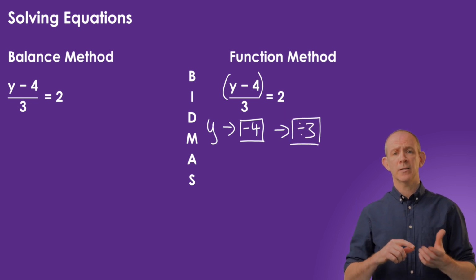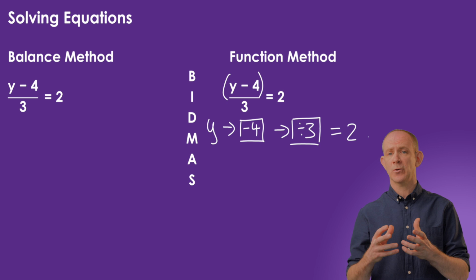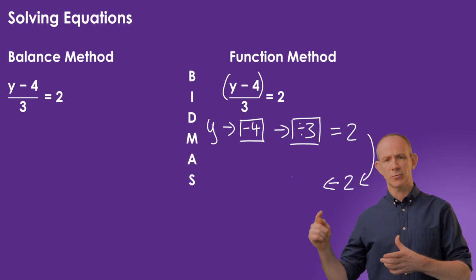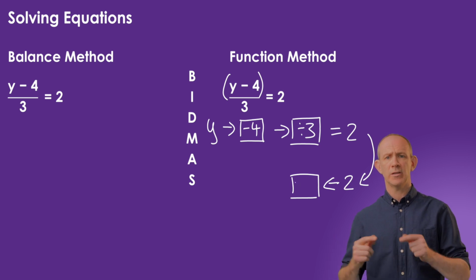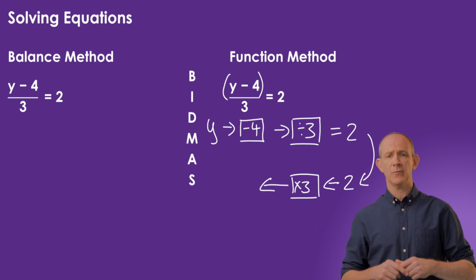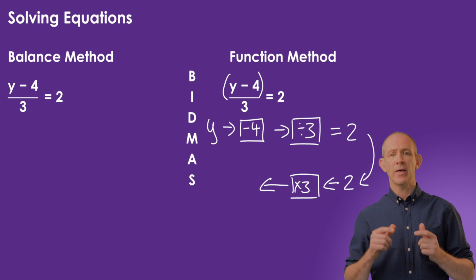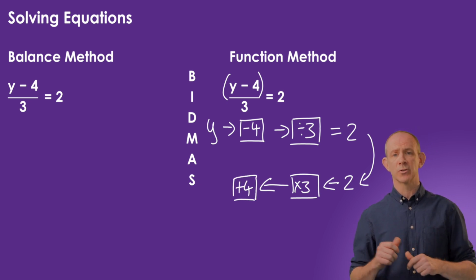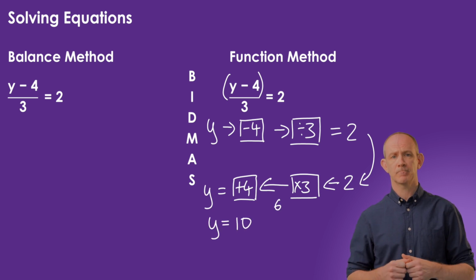We'll do y, take away 4, because we do what's in brackets first, and then divide by 3, and that would equal 2. If we were to reverse that, we do 2, and then we'll do the opposite of what's above, so we'll times it by 3, and then we'll add 4. And that would equal y. So we can say that y equals 2 times 3, which equals 6, plus 4, which would give us 10.